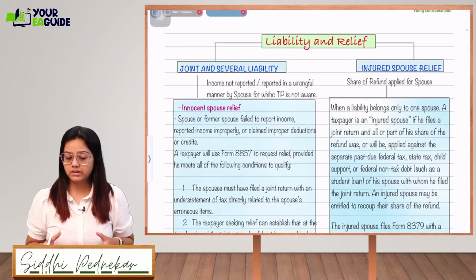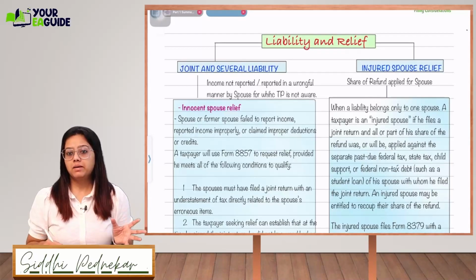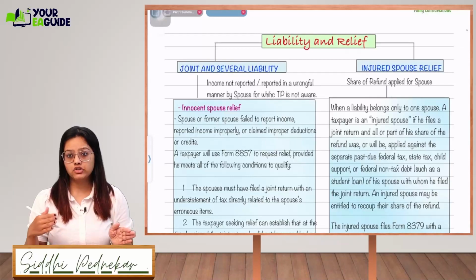Okay, now next is liability and relief. This we have already done in the class. I just explained in a very short manner. Joint and several liability, right, and second is the injured spouse relief.